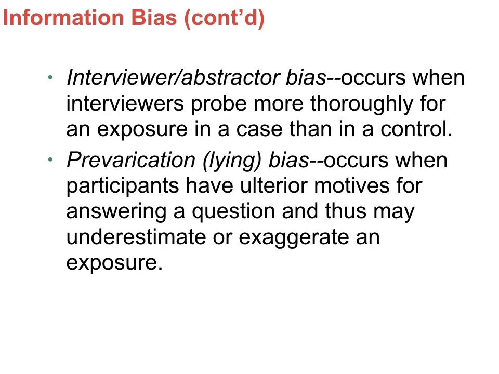Then we have lying bias, which occurs when participants have ulterior motives for answering a question and thus may underestimate or exaggerate an exposure. Another example, like what I gave earlier, is if you're asking someone about their height and weight, they might not report accurately. People usually underreport their weight, or overestimate their height. That can introduce a different type of bias.